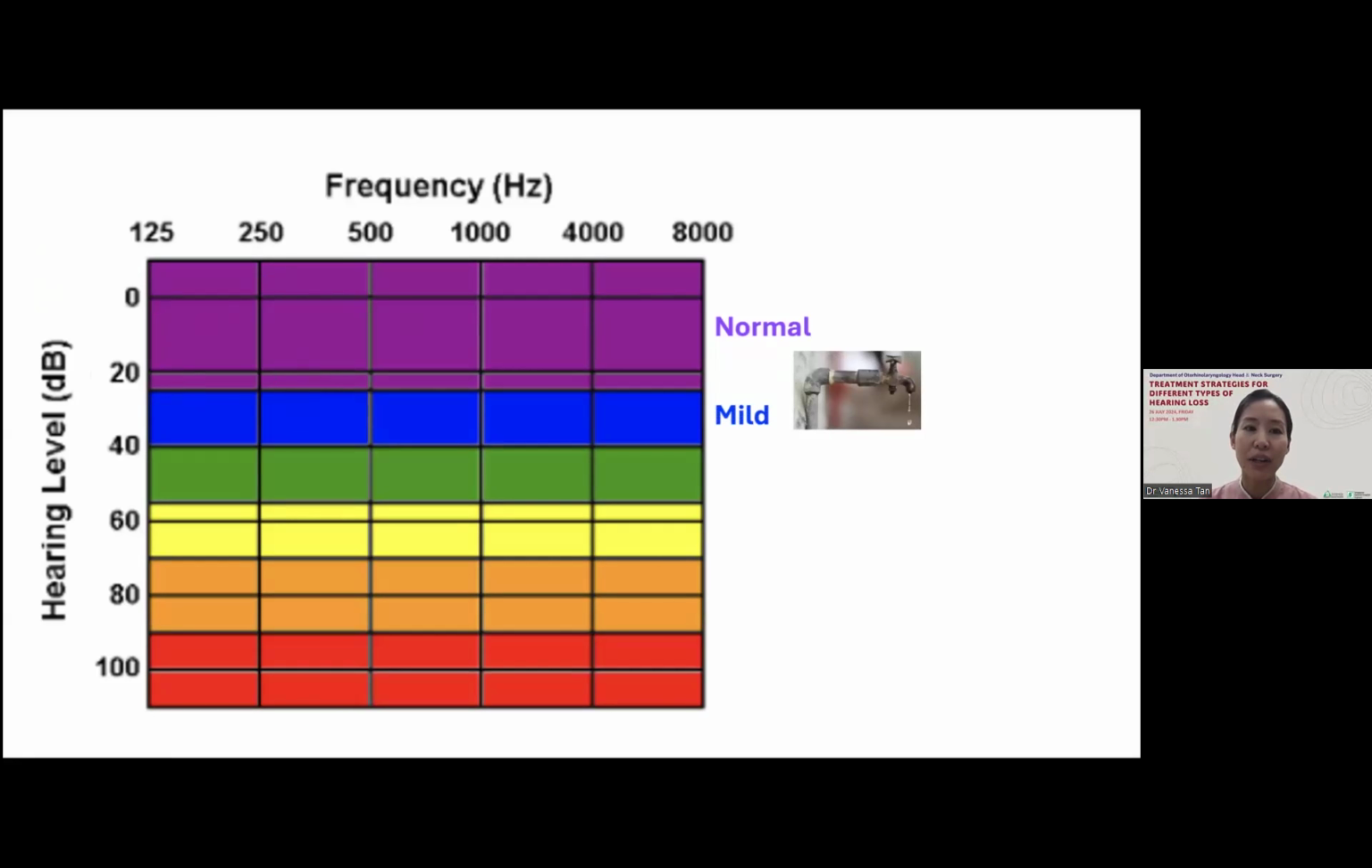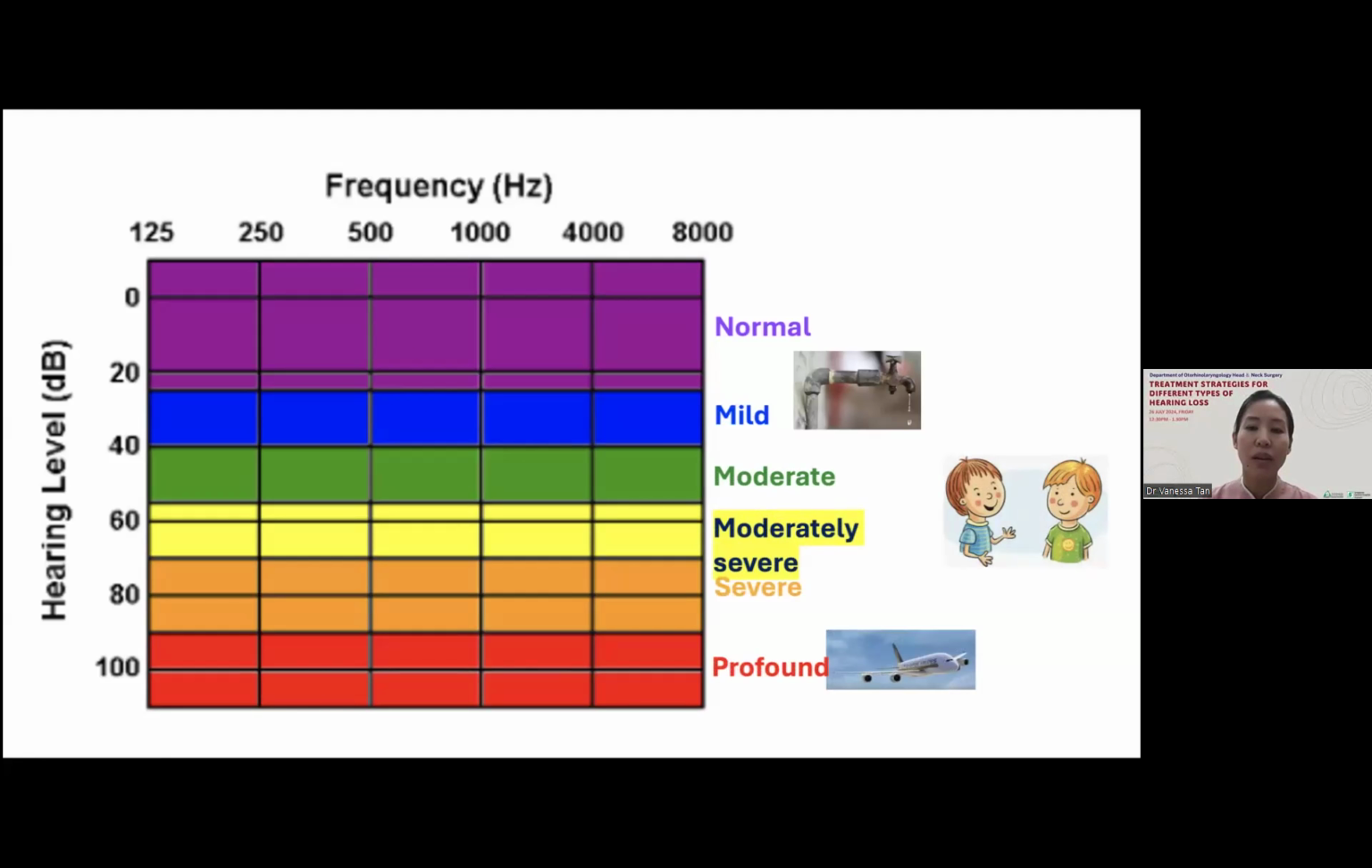Patients who have mild hearing loss will have difficulty hearing like the sound of a tap dripping, and their hearing levels will fall in the blue zone between 25 to 40 decibels. The second and third categories of hearing loss are moderate to moderately severe hearing loss, and such patients may struggle to hear well in conversation. Hearing loss can also be severe and profound, and these patients will have difficulty hearing, let's say, the sound of a bus or even the sound of an airplane.